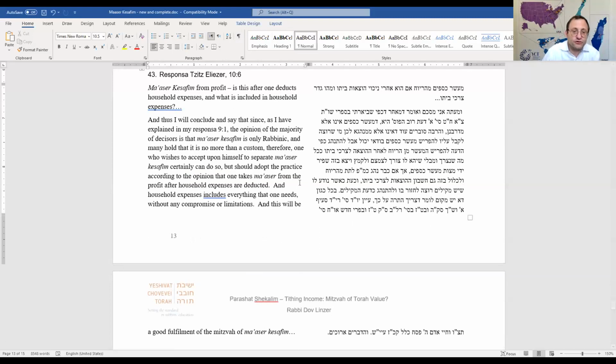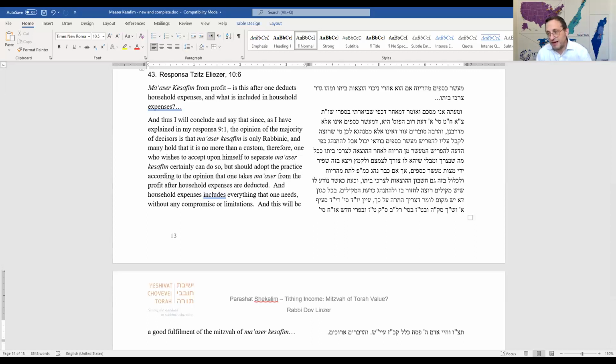And thus I will conclude and say that since, as I've explained, the opinion of the majority of decisors is that Meiser Ksafim is only rabbinic, and many hold that it's no more than custom, therefore one who wishes to accept upon himself to separate Meiser can certainly do so, but should adopt the practice according to the opinion that one takes Meiser from the profit after household expenses are deducted. Household expenses include everything that one needs without any compromise or limitations. And this will be a good fulfillment of Meiser Ksafim.